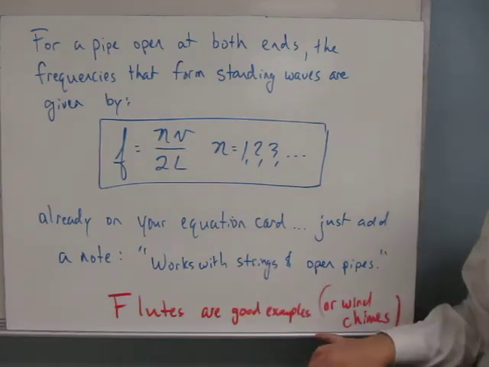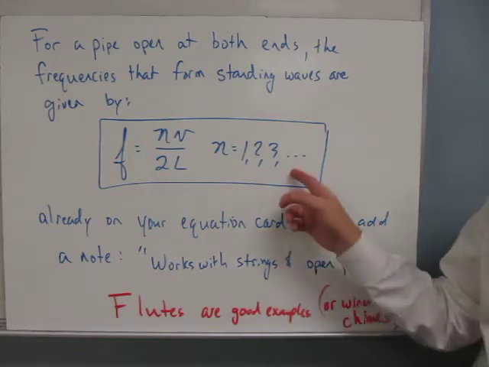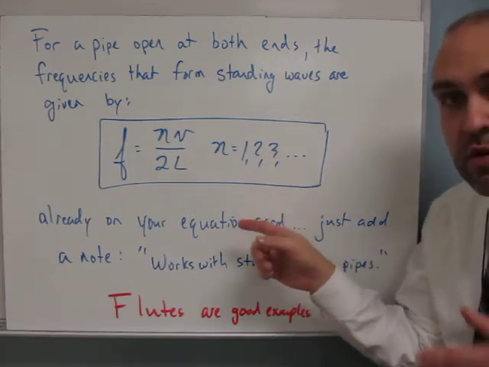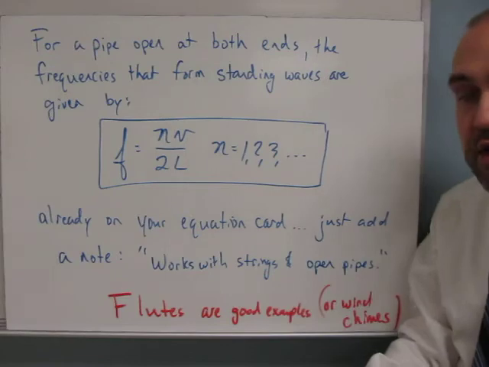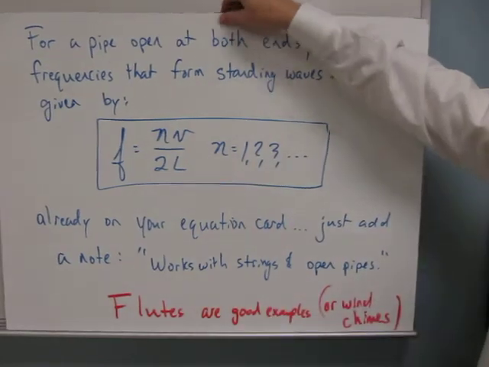And I already talked about flutes and wind chimes being good examples. So this equation, just write it down again in your notes for pipes open on both ends, but it also works with strings that are fixed on both ends.